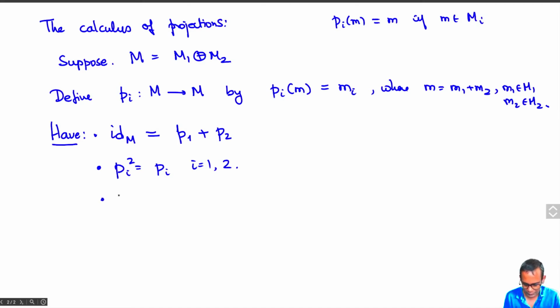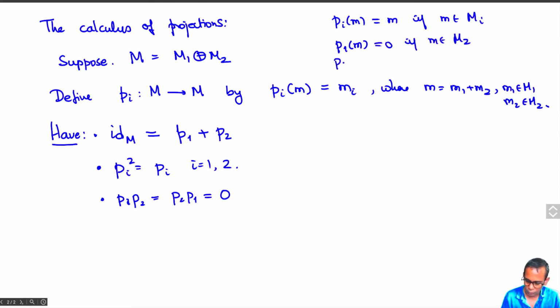And the third property is that P1 P2 is equal to P2 P1 is equal to 0, and this is because P1 of M is equal to 0 if M belongs to M2, and P2 of M is equal to 0 if M belongs to M1. So both these are easy to check from the definition.